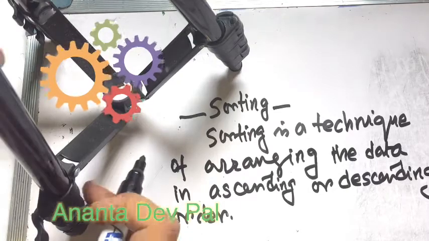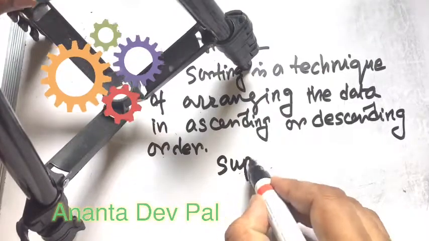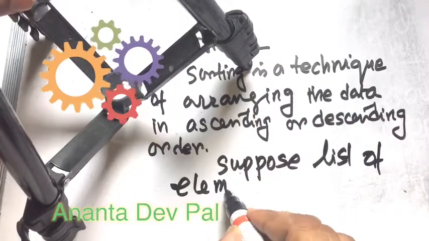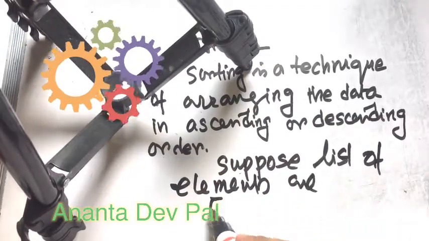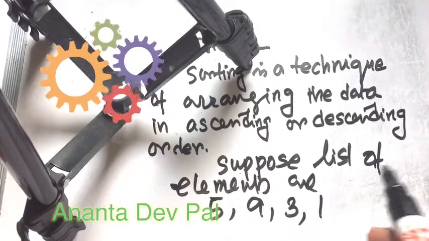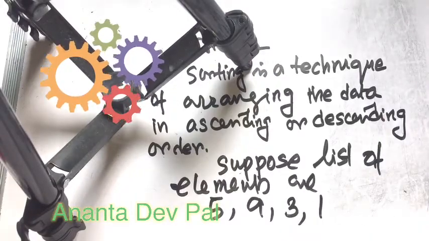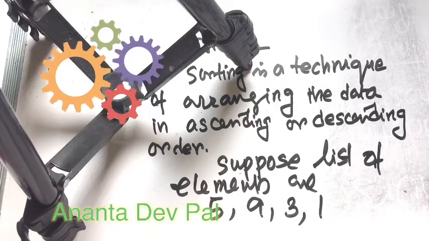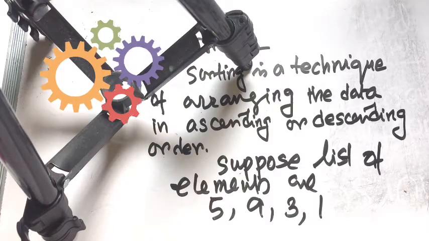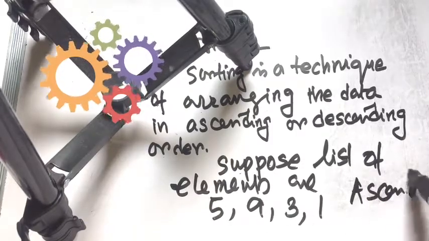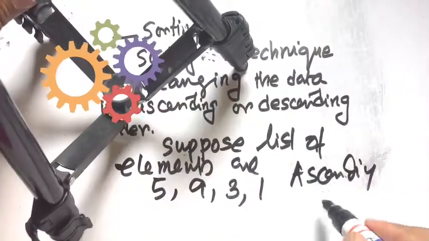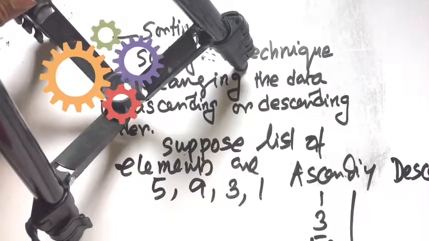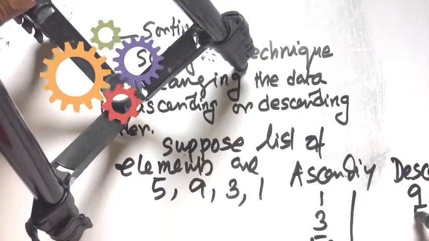Consider the example. Suppose the list of elements are 5, 9, 3, 1. Suppose these are 4 numbers. If we apply sorting, it is a technique of arranging data either ascending or descending. Ascending means small to large, meaning 1, 3, 5, 9. So this is the ascending order, and descending means 9, 5, 3, 1.